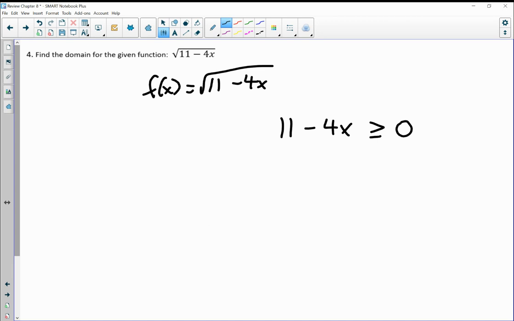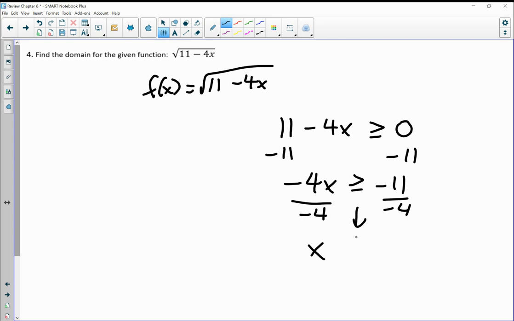So we take our expression. Now we just solve it. Okay, we can minus the 11 both sides. So we have -4x greater than or equal to -11 divided by -4. Now we're dividing both sides of an inequality by a negative. So remember the special rule, flip the sign. Negative divided by negative is positive. So we have x is less than or equal to 11/4.